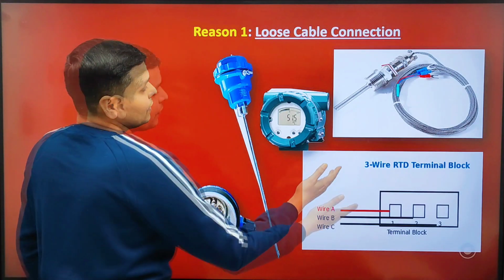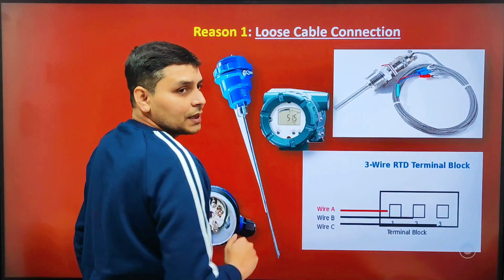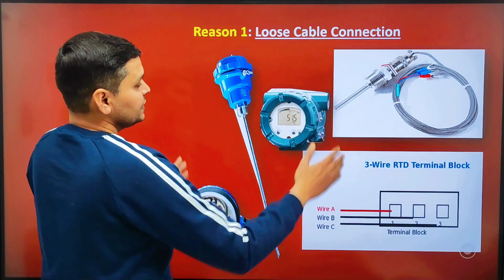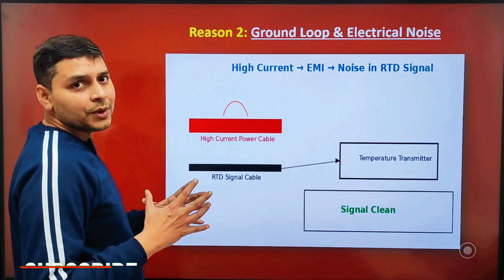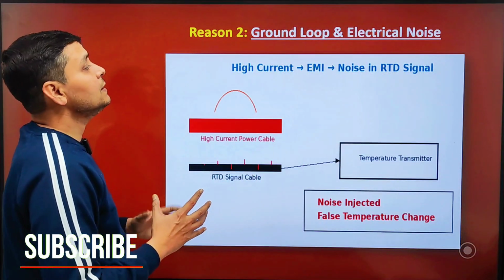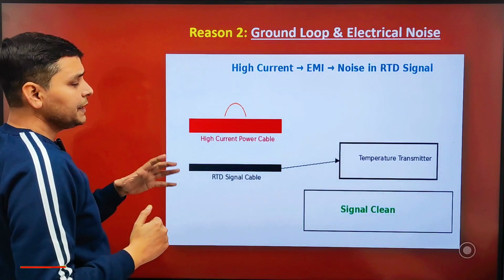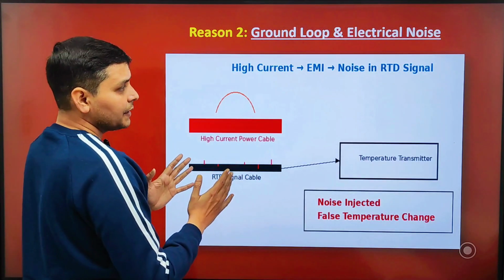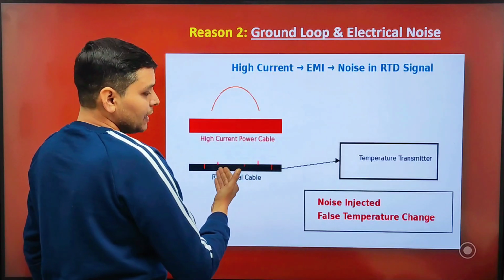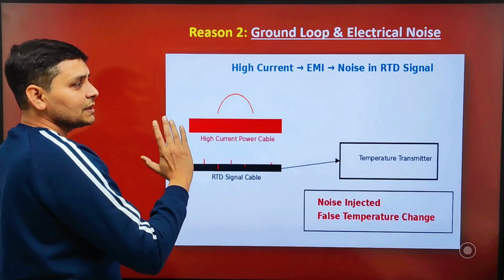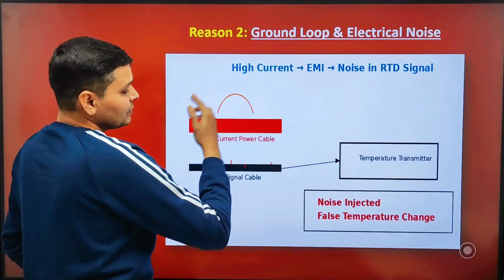And there may be a chance that the loose wire will be at the transmitter side or at the controller side. So check properly for loose wire. The other reason, it is a very important reason and it is very hard to find, is ground loop and electrical noise. Look friends, it happens that we are using an RTD and a temperature transmitter with the RTD. RTD connections are done at the temperature transmitter side and temperature transmitter connections are done at the PLC, DCS or any other controller side. So the signal will be transmitted through cables.